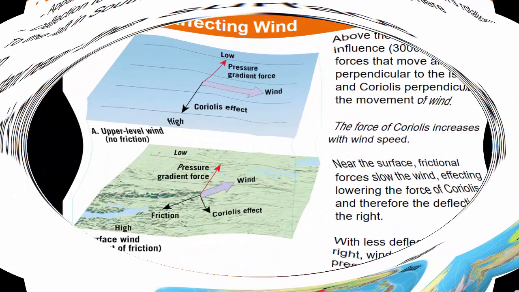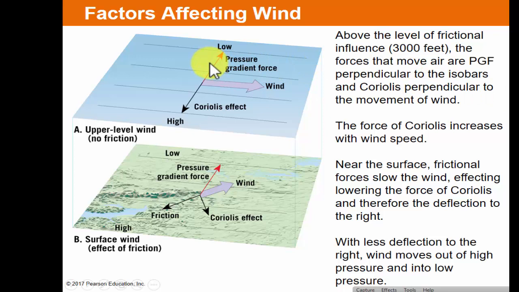So the factors affecting the horizontal movement of air, or wind, will be the pressure gradient force, and in the case of this upper blue plane, high pressure to the south, low pressure to the north, the pressure gradient force is from high to low. These thin gray lines represent our contour lines, the difference between high pressure and low pressure. And the pressure gradient force is from high pressure to low.